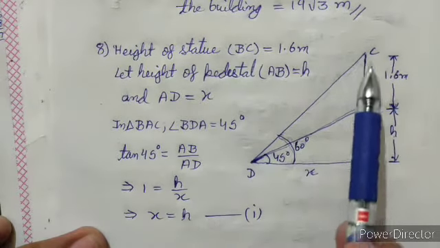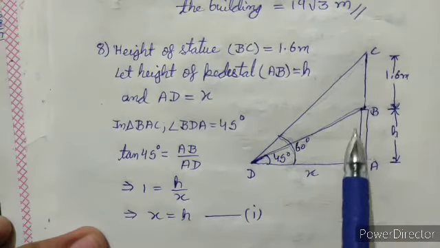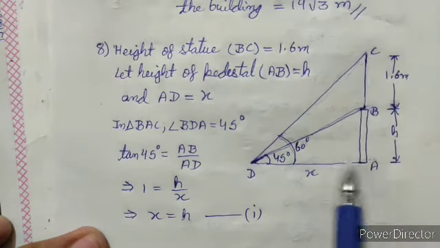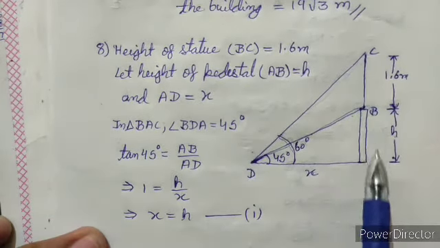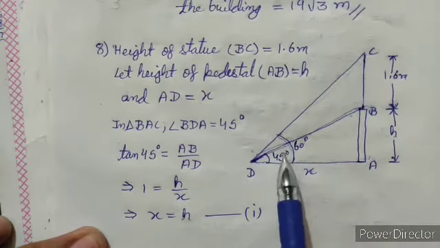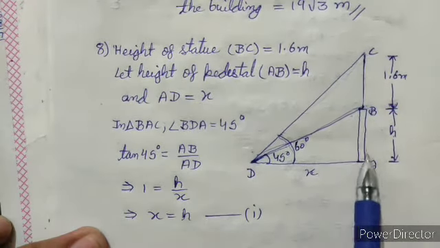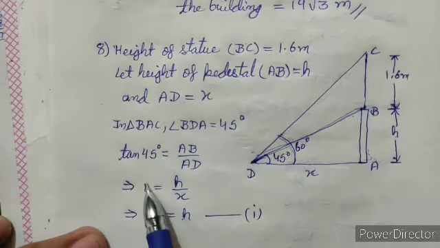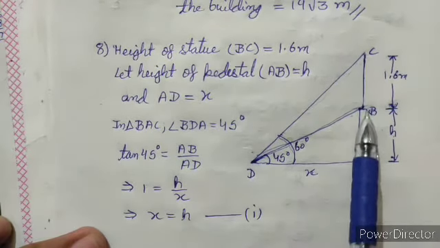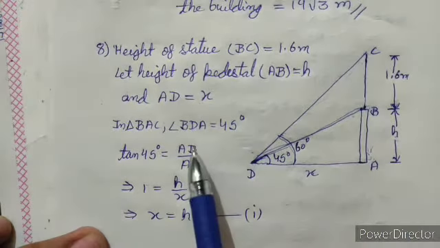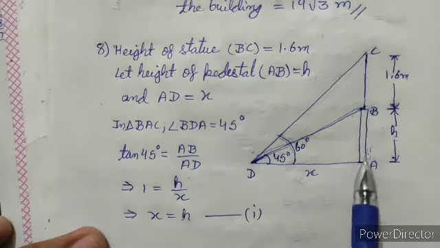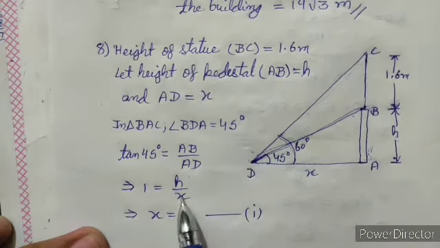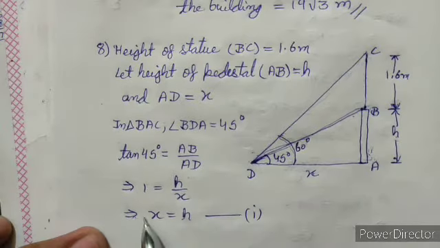Now in triangle BAD, tan 45 will be equal to AB upon AD. The value of tan 45 is equal to 1. Here we have taken the height of the pedestal AB as h, so AB will be h, and the distance AD we have taken as x. From this we are getting x equal to h.